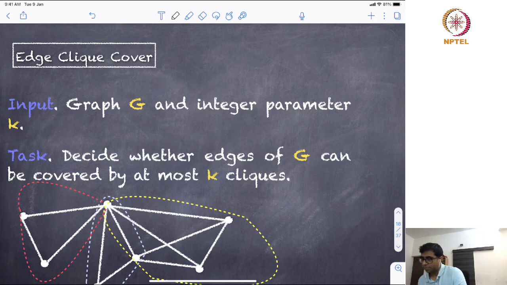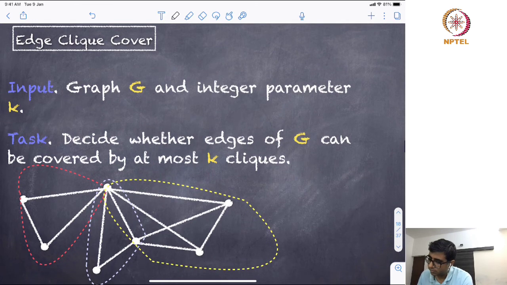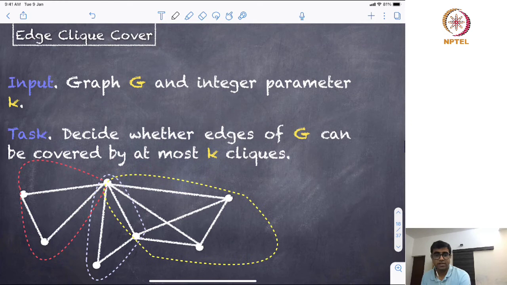Okay. So we will do the last example for this lecture, which is about edge clique cover. So what is edge clique cover? The input is a graph G and an integer parameter k, and we have to decide whether the edges of G can be covered by at most k cliques. So I want to find k cliques so that any edge participates in one of the cliques.